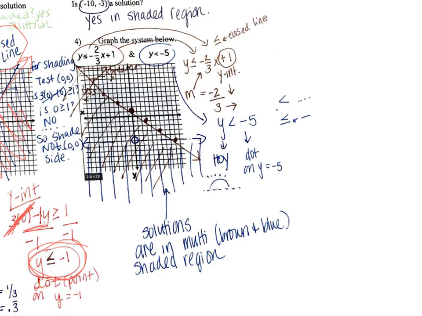Now, in number 4, it's a system. So it's doing the same thing. It's just you're doing 2 different pictures. So when I did this, I like to do them in 2 different colors.